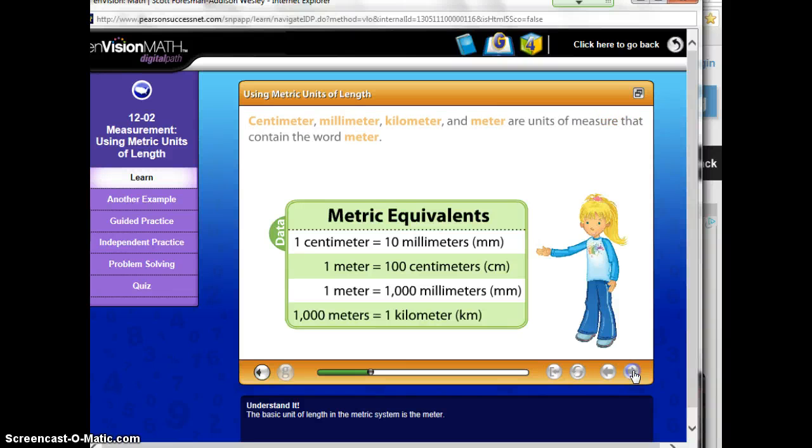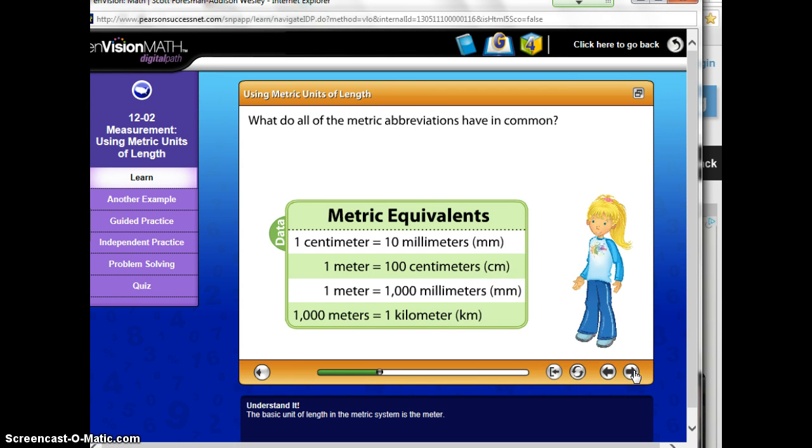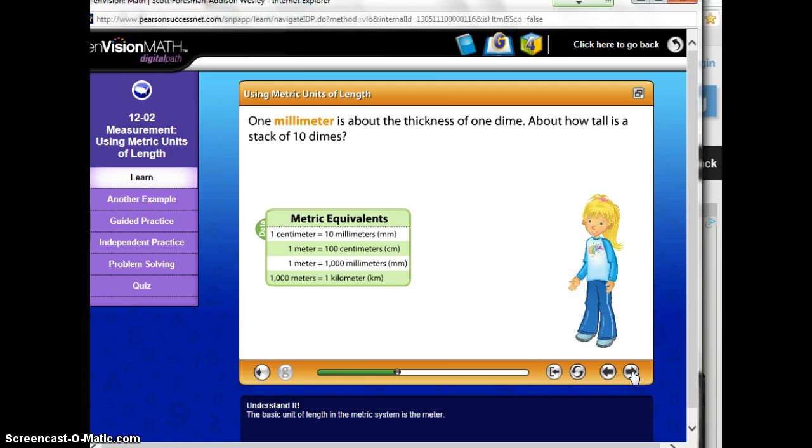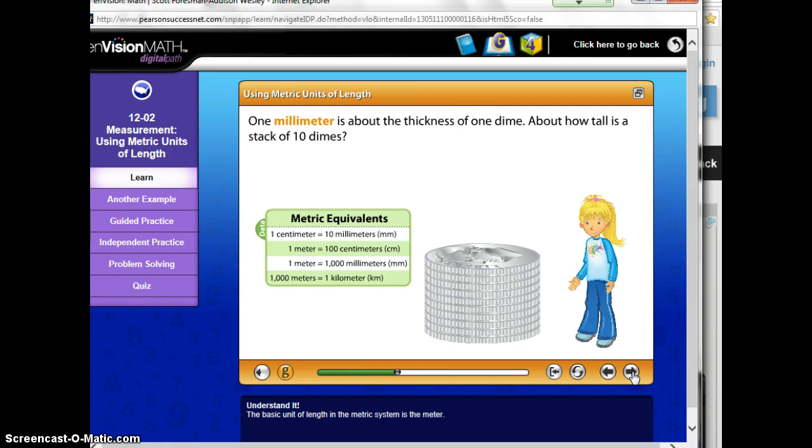So let's talk about each of these. What do all the abbreviations have in common? They all have M's. Today, it's okay with me if you use their abbreviations. You don't have to write out the whole word. So 1 millimeter, about the thickness of a dime, just like this. 10 of them would equal a centimeter.